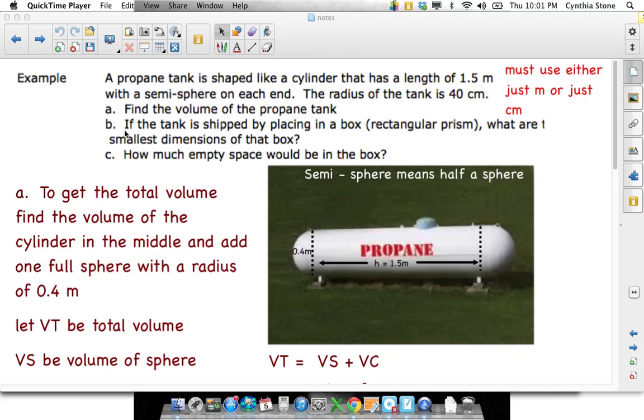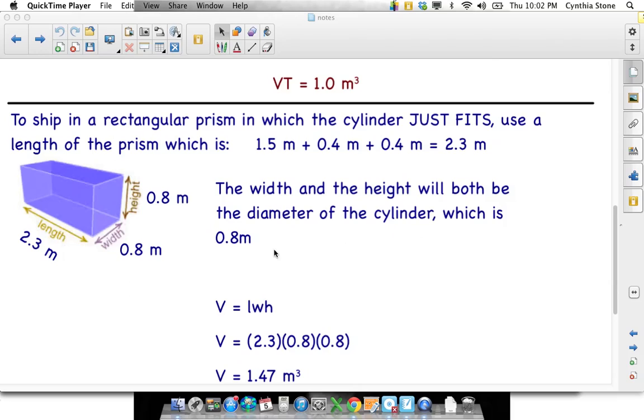Now here's a weird one. It says if you ship this thing somewhere, and you had to stick it in a box, and it was just going to be able to fit in the box, what are the smallest dimensions of that box? So if you're going to put that thing in a box, it has to have a length of 2.3 meters. And the reason I say that is it's got to be the length of the cylinder part plus each end, that's each end of the half sphere.